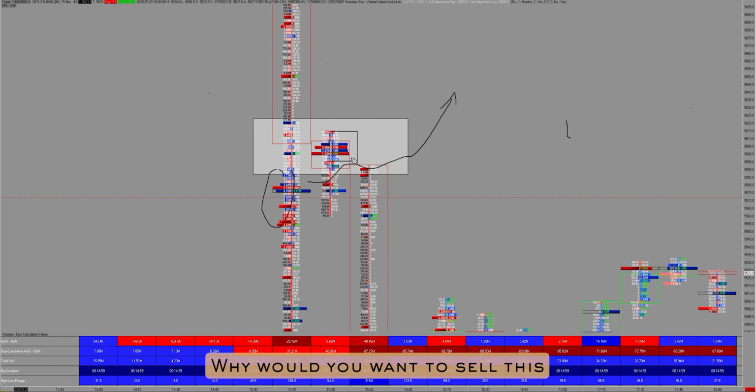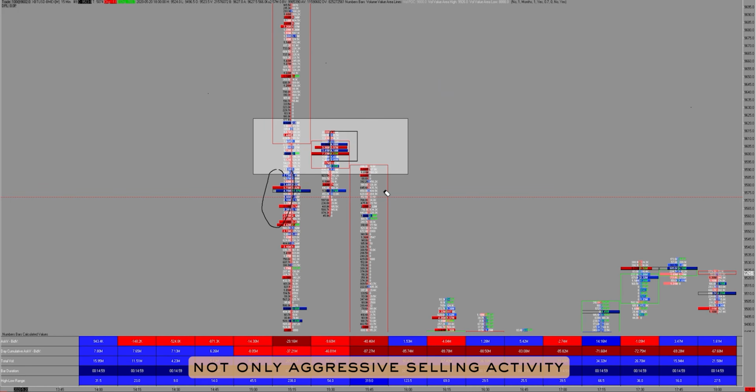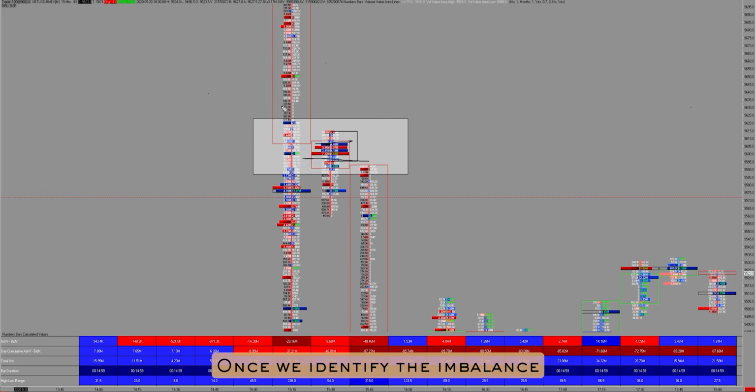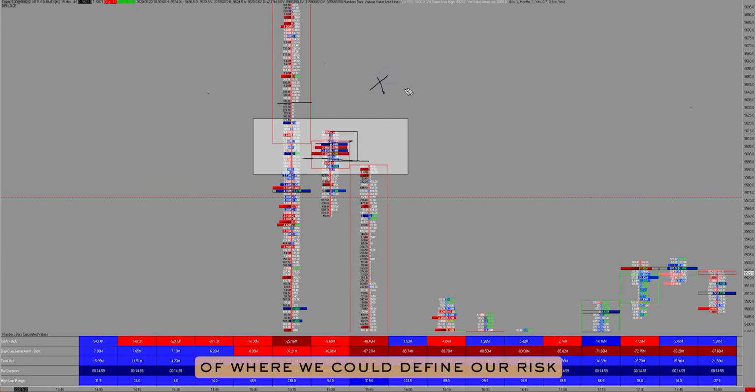Why would you want to sell this if you thought that it was coming back up? Instead, we're seeing increased selling activity down here. Not only aggressive selling activity, but passive selling activity as well. Once we identify the imbalance, so the imbalances within our structure, we get a more clear idea of where we could define our risk, because at this point, this is a trigger.